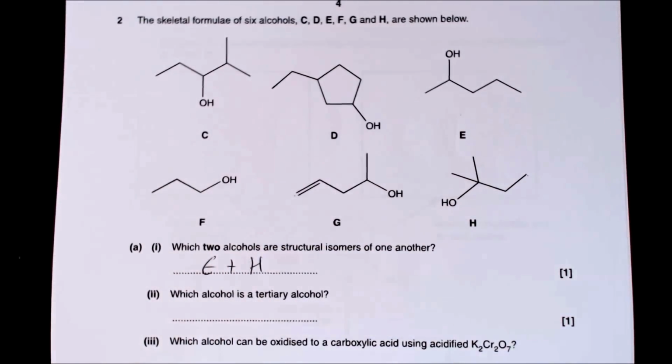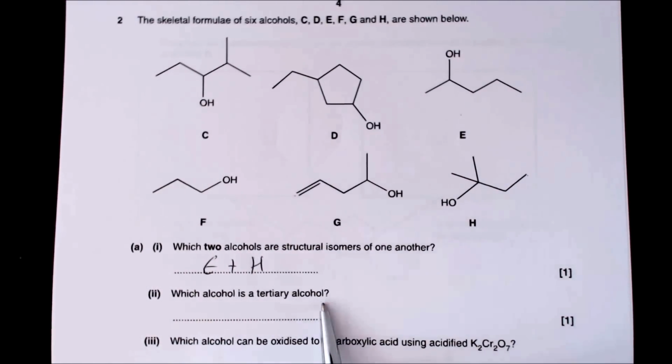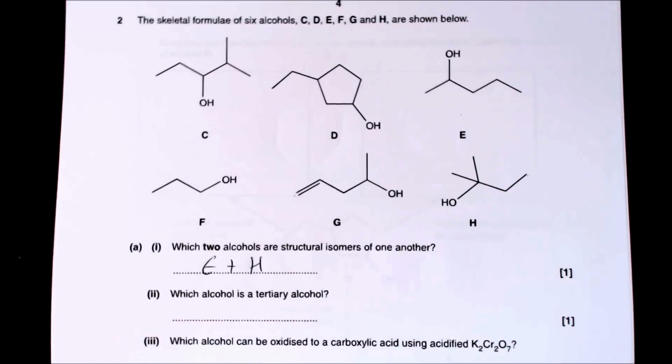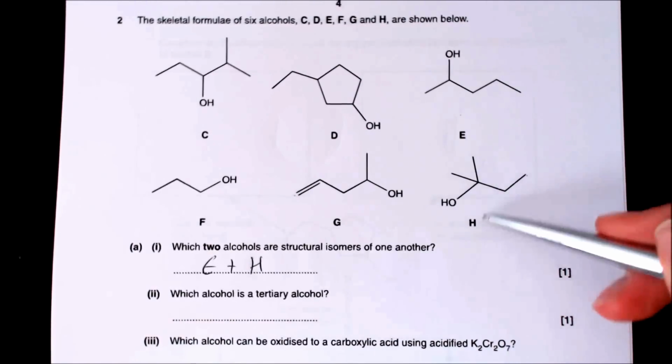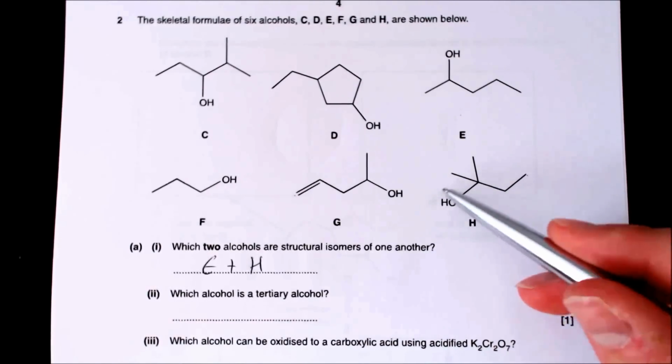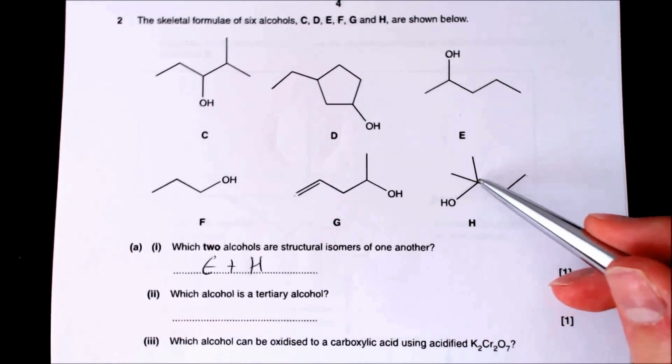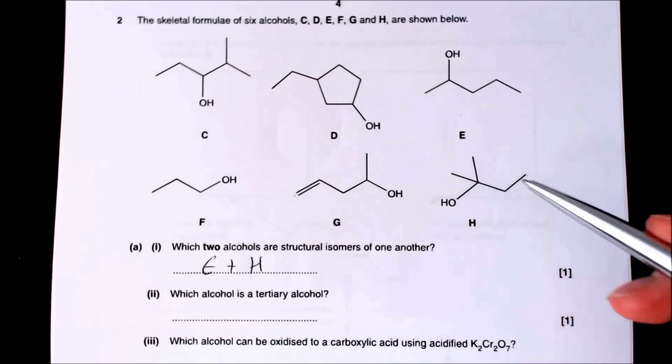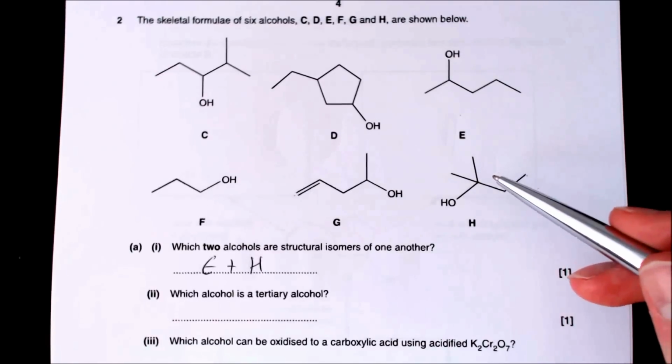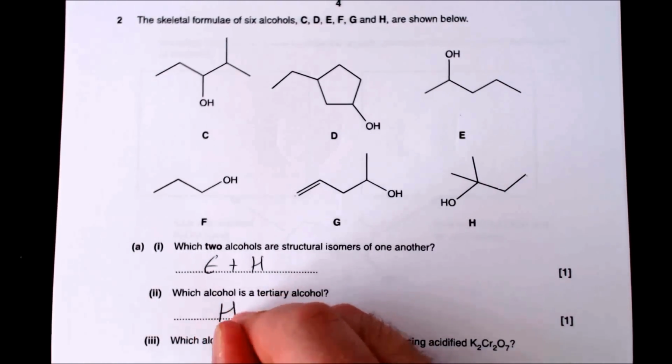Okay, so it then says which alcohol is a tertiary alcohol. So we need to look at these and we can see that actually H is the tertiary alcohol. This is the alcohol here and it's bonded to a carbon, and this carbon is bonded to 1, 2, 3 other carbons. So that's why it's tertiary. So that one's going to be H.